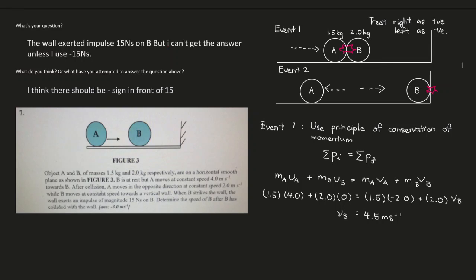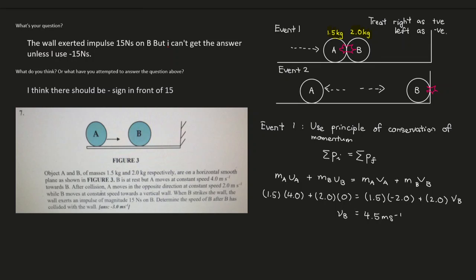Hi everyone, so this is question 7. I'm not sure where it is from, but let's look at the question. Objects A and B of masses 1.5 kg and 2 kg respectively, so I've labeled them here and here, are on a horizontal smooth plane as shown in figure 3.